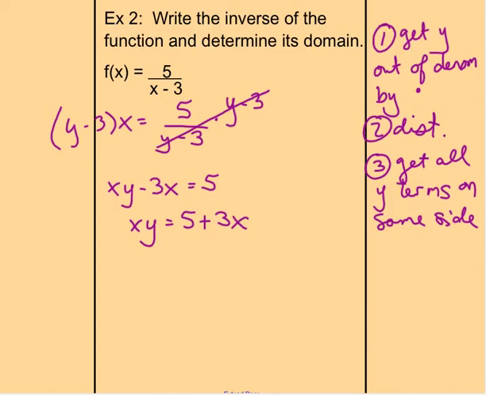In this case, we don't have it, but if you have more than one y term, you will need to factor out the y. And then divide by whatever's not y. So in this case, to get y alone, I'm going to divide everything by x.